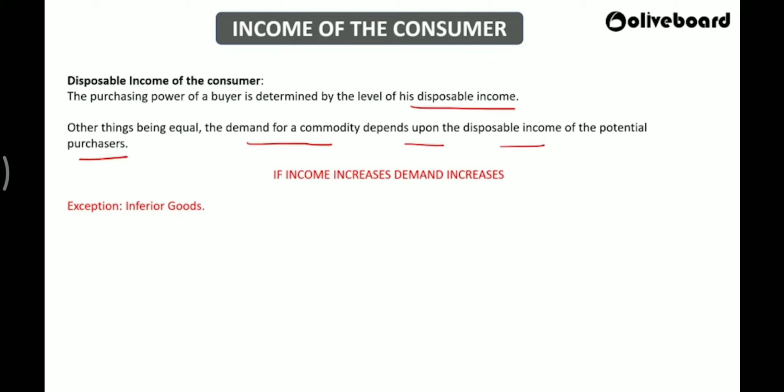So other things being equal, demand for the commodity depends upon the disposable income of the potential purchasers. Price, everything remains the same. Whether you buy or demand or not depends on your income. Classic example: if your income improves, you will buy more. If your income is not there, you will not buy. That is a simple thing. So if income increases, demand also increases. Yes or no?